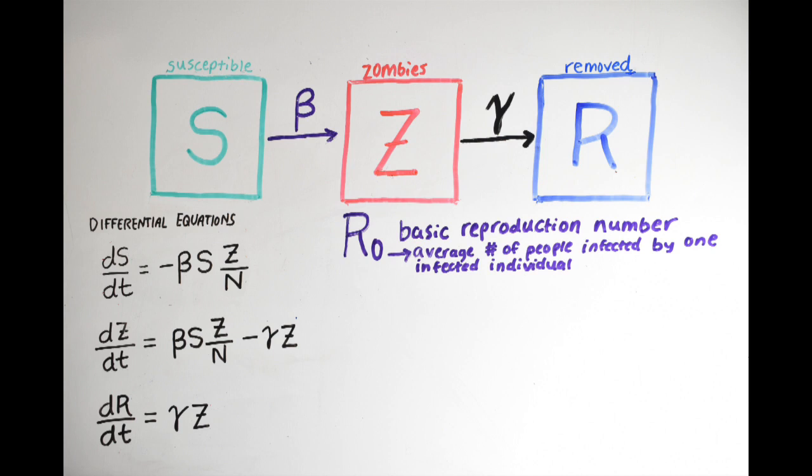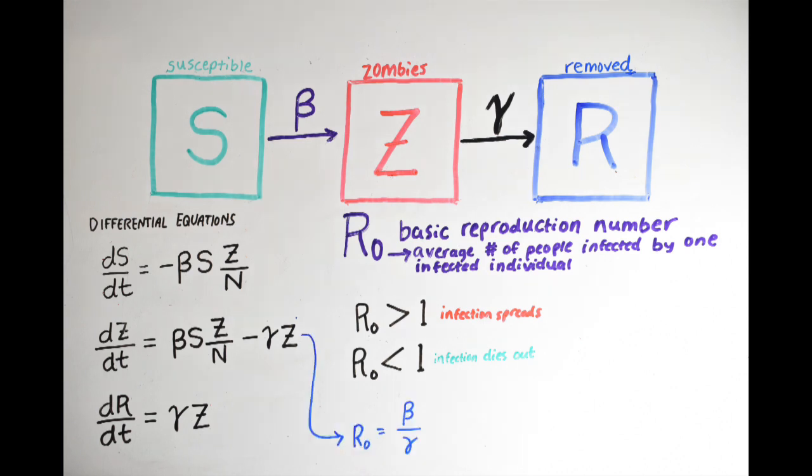R-naught specifically applies to infection in a completely susceptible population when no measures are taken to quell the disease, and it indicates how contagious the disease is. When R-naught is greater than 1, the infection spreads. When R-naught is less than 1, each infection leads to less than 1 new infection, and the disease will eventually die out. In your zombie model, R-naught is equal to beta, the infection rate, over gamma, the removal rate.